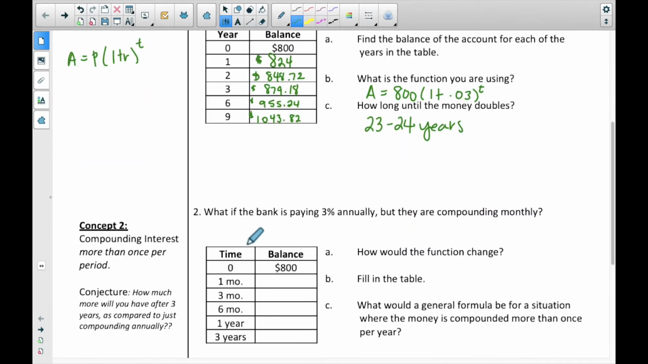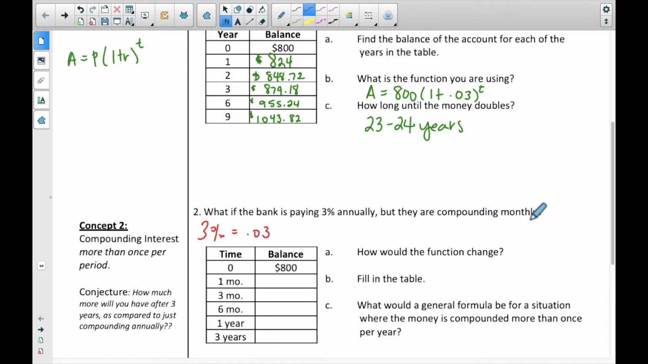Okay, the next question, what if the bank is paying 3% annually, but they are compounding monthly? So that percentage that they're paying you, instead of giving it to you every year, what if they're giving it to you every month instead? Well, we need to think about a couple of things. First of all, we've got 3% annually, and so we know that 3% is 0.03. We just talked about that a second ago.